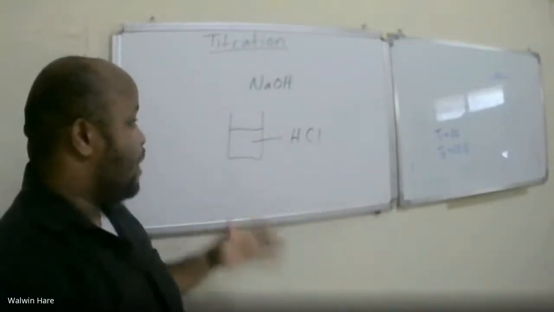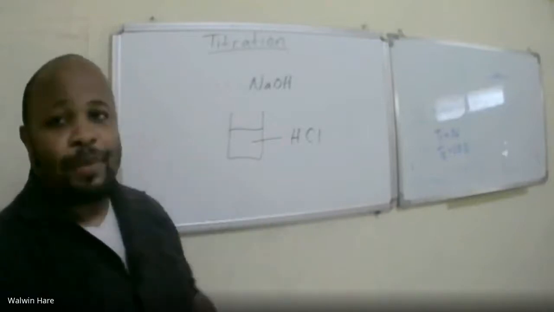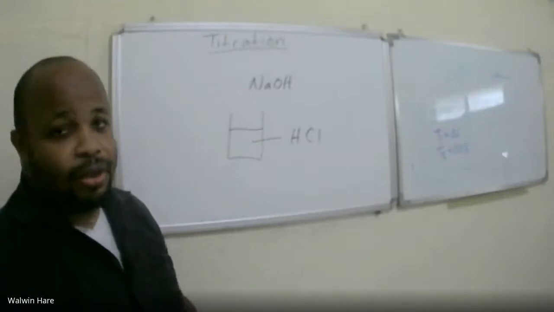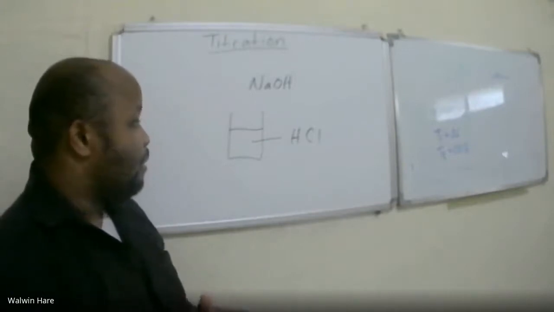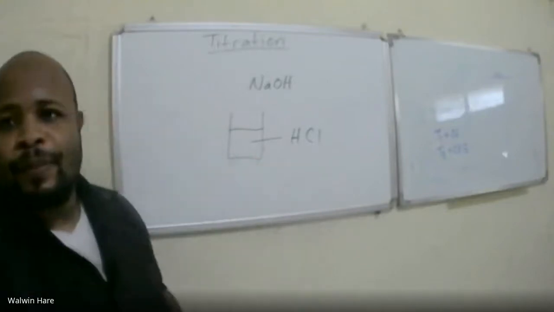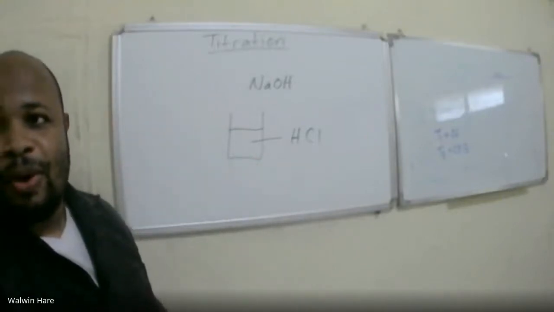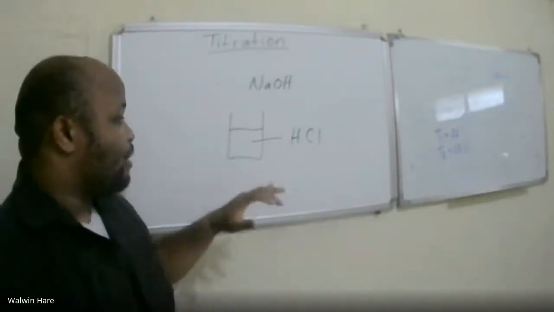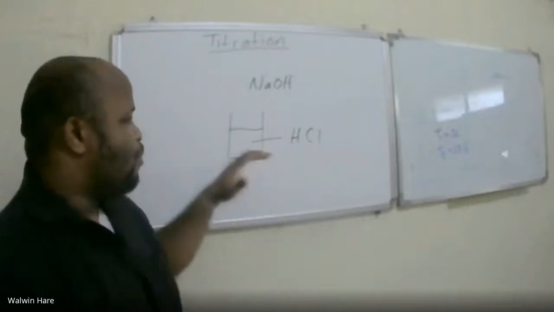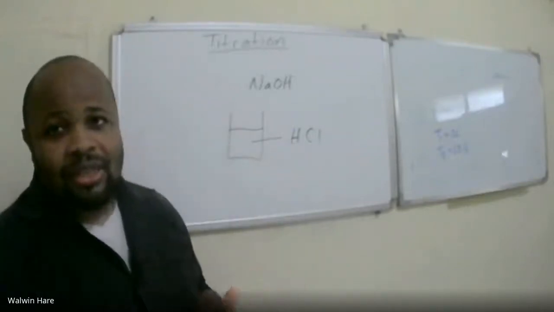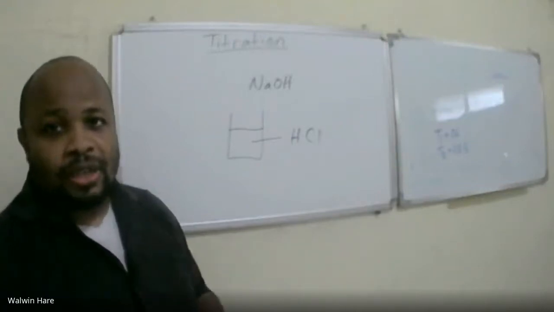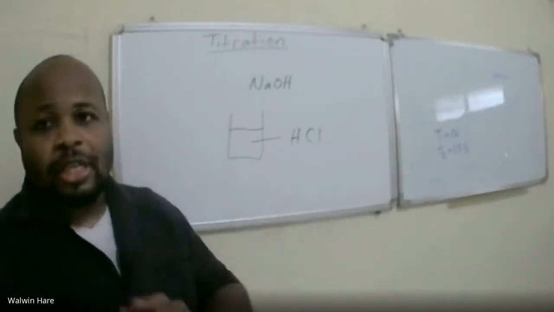Now we have different types of titration. We have acid-base, redox, thermometric, and we also have potentiometric. But for the calculations, we're going to focus on acid-base calculation, redox, and back titration. Now, redox titration and acid-base are practically the same. The main difference is how we arrive at the equivalence point.